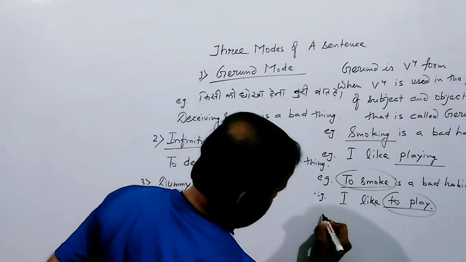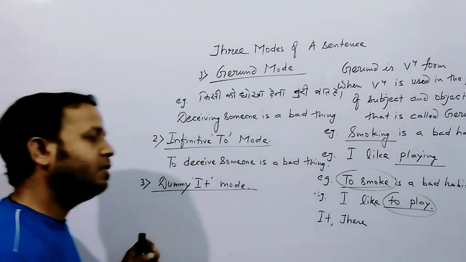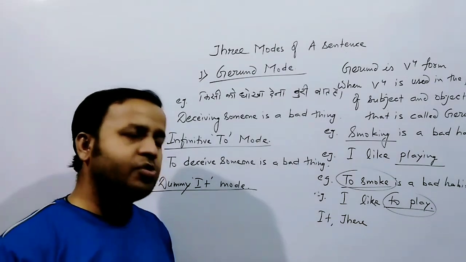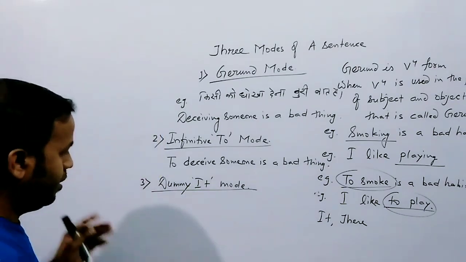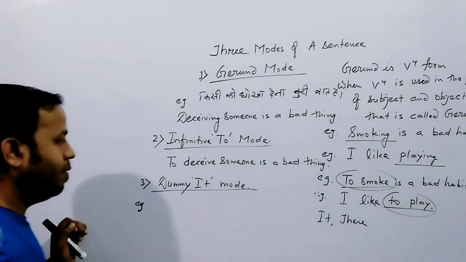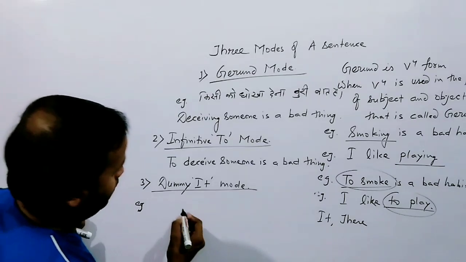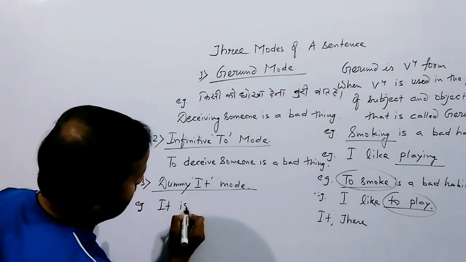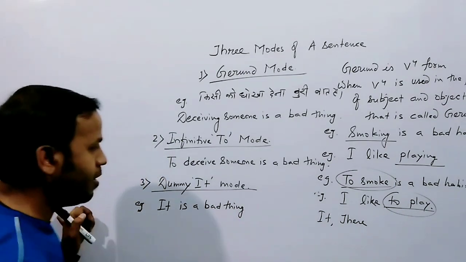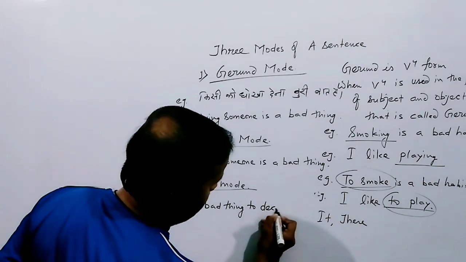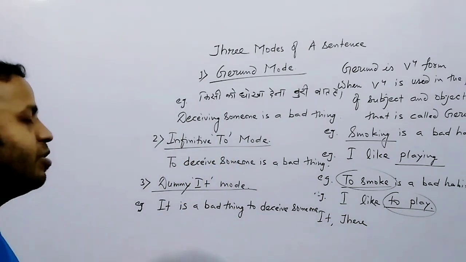The first we know is it, the second is there. There is no meaning in it when it is used in the place of subject, but it must be used. We can change the infinitive 2 mode into dummy it mode. First we write it, then is. It is a bad thing to deceive someone. It is a bad thing to deceive someone.